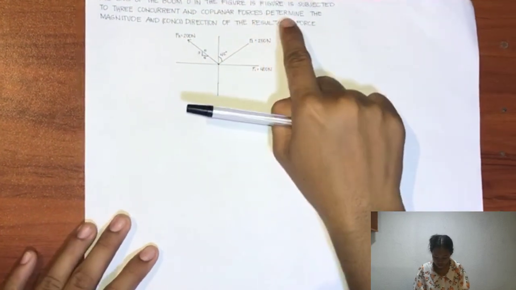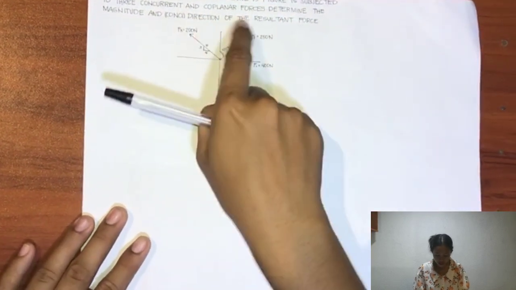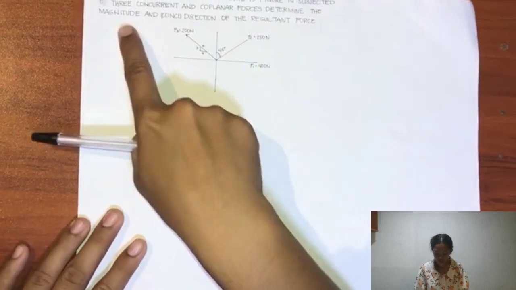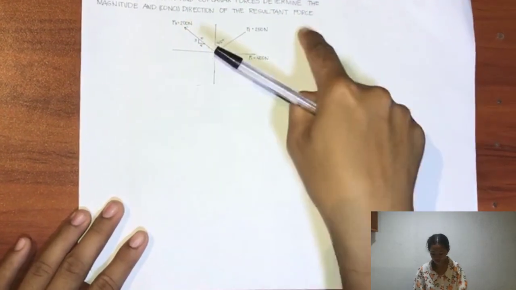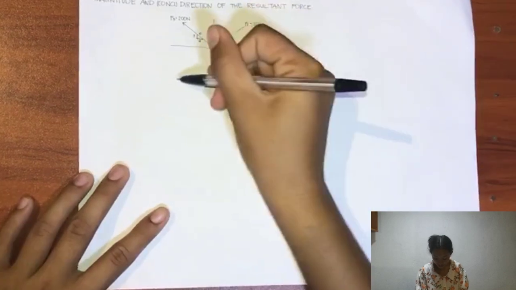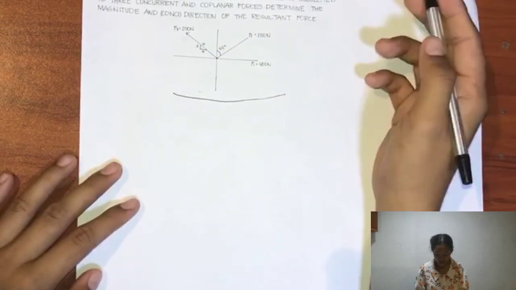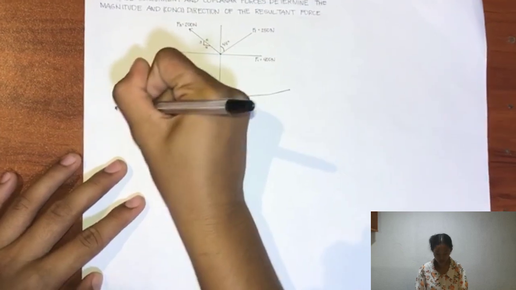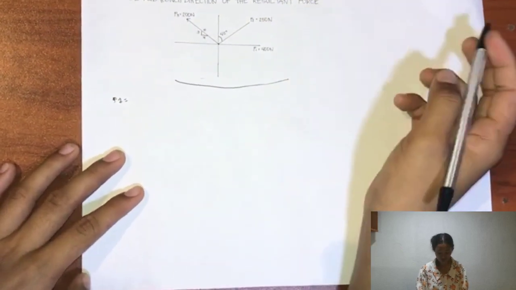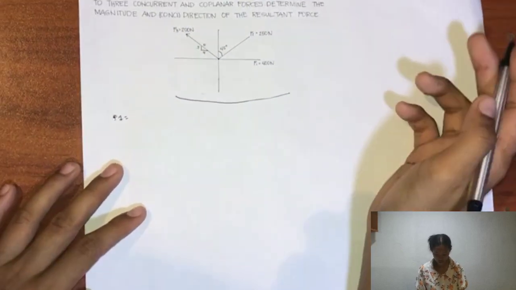The next question, under the concurrent coplanar forces: the end of the beam O in the figure is subjected to 3 concurrent and coplanar forces. Determine the magnitude and direction of the resultant force. So meron tayong diagram. Force 1 is equals to 400 Newton. Ang force 2 natin is equals to 250 Newton. And then meron tayong force 3 na 200 Newton.